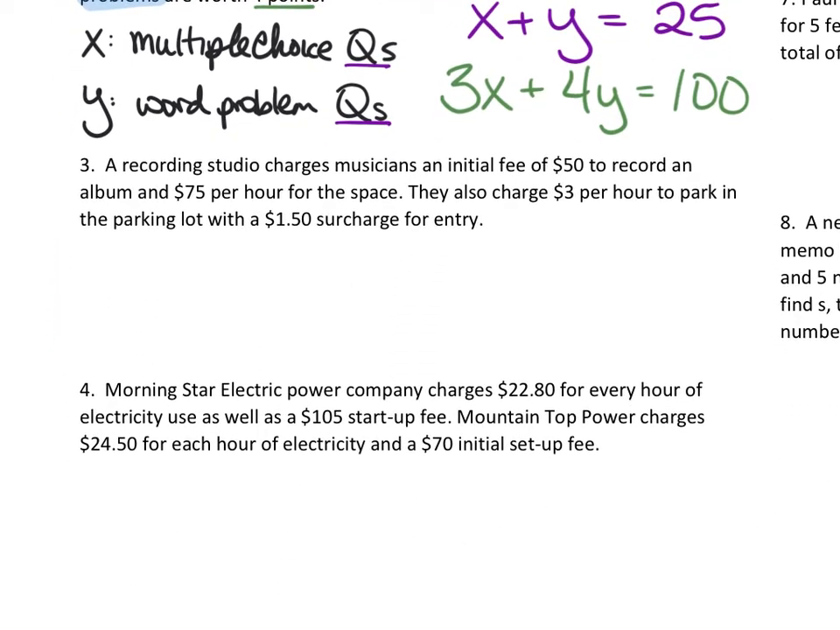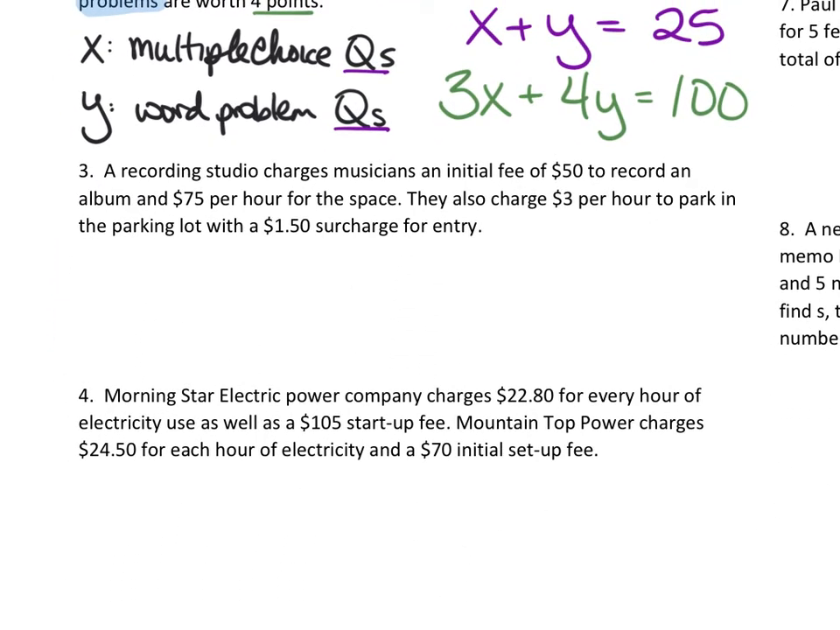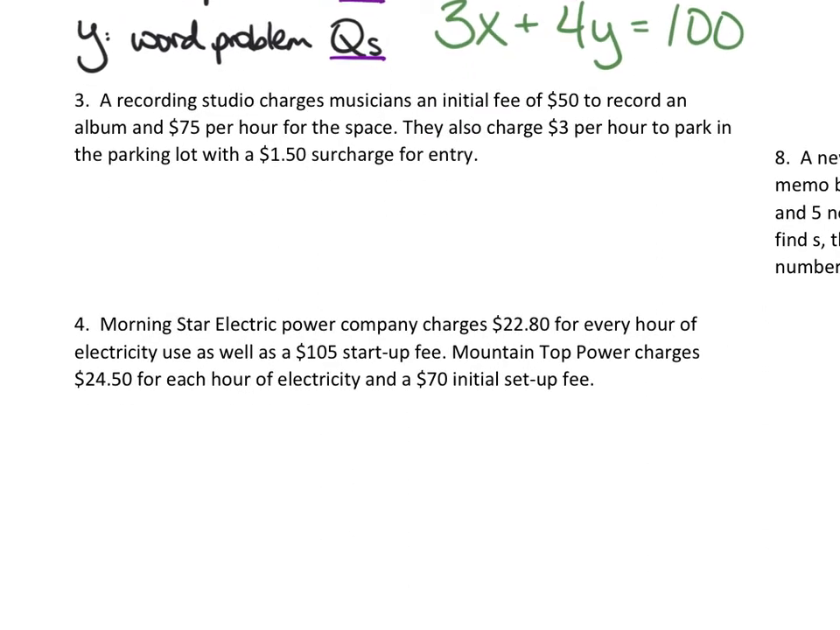Now, if we look at number 3 and 4, these are not going to be written in standard form. There are some big indicators that let us know we're talking about slope-intercept form equations. Number 3 says a recording studio charges musicians an initial fee of $50 to record an album and $75 per hour for the space. Did y'all see that per hour? That's a huge indicator, from the word per, that we're going to write y equals mx plus b equations. They also charge $3 per hour to park in the parking lot with a $1.50 surcharge for entry.